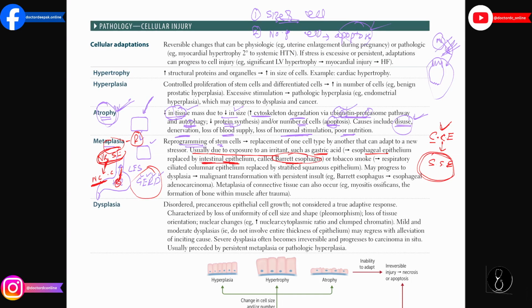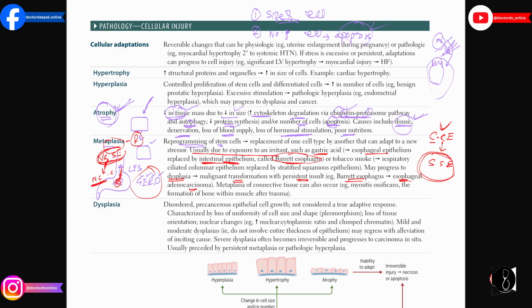But keep in mind, it can progress to dysplasia. And dysplasia, basically, is a malignant transformation with persistent insult. It means if you put continuous stress on the organ, that organ will progress to cancer. Suppose Barrett esophagus: if you do not treat the GERD, it can lead to esophageal cancer, which is esophageal adenocarcinoma, and that is an important MCQ.